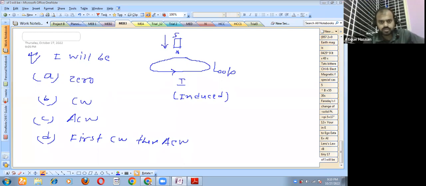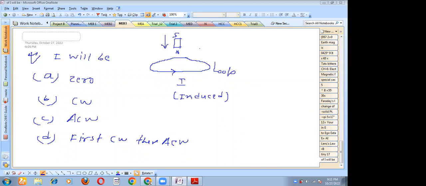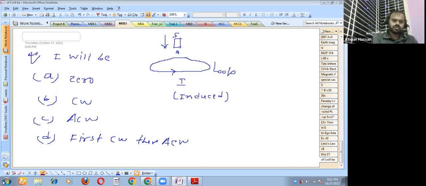Nifa, what's your answer? Anti-clockwise, sir. Yes, so both of you are correct. The current should be anti-clockwise, and Krishna needs the correct explanation too. It should behave as a north pole. So yes, the current should be anti-clockwise. Now see again.